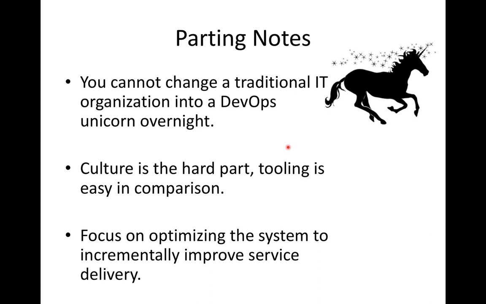The hardest part by far of this journey is getting the culture right, is changing the culture. And this is very, very difficult to do in a traditional organization. It's easy to go out and buy software tools. It's easy to go and implement Jenkins and infrastructure as code tools, and you create scripts and build automation and all that. Anybody can do that.